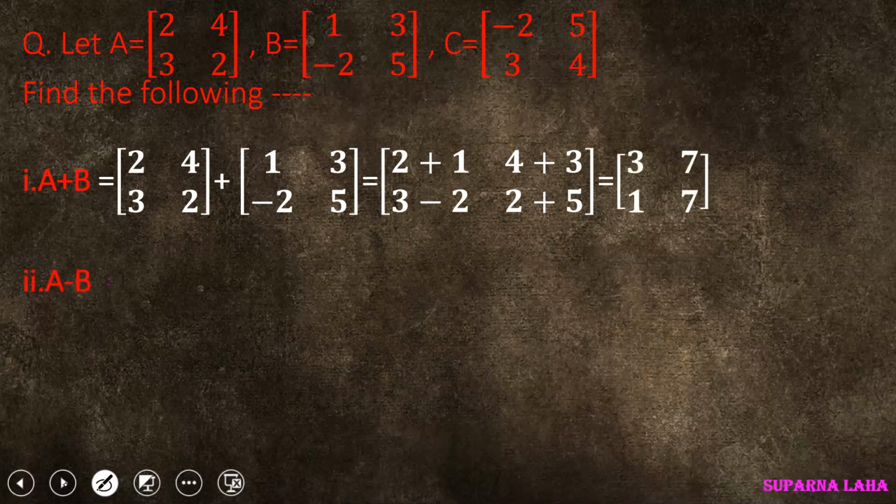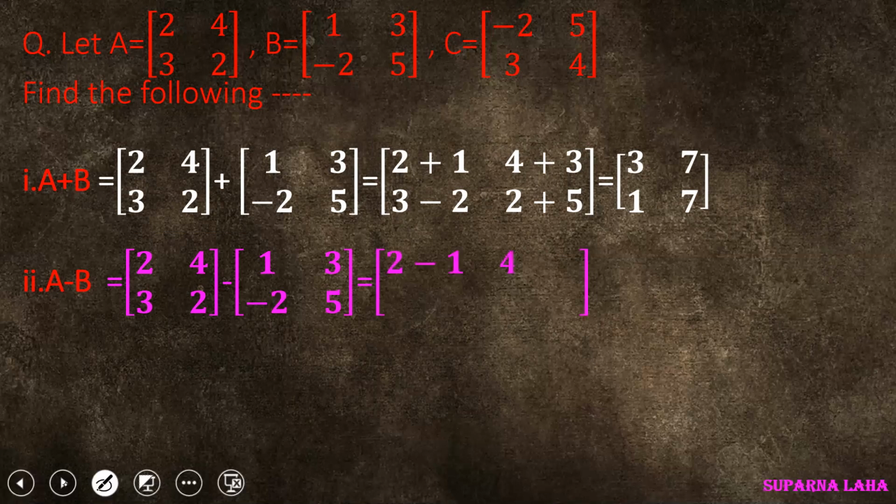Next, you need to find A minus B. That is the difference. Same as addition, you need to subtract the corresponding elements. That is, if we subtract the corresponding elements, that means 2 minus 1, 4 minus 3, 3 plus 2, 2 minus 5. And the ultimate answer is given by 1, 1, 5, minus 3.